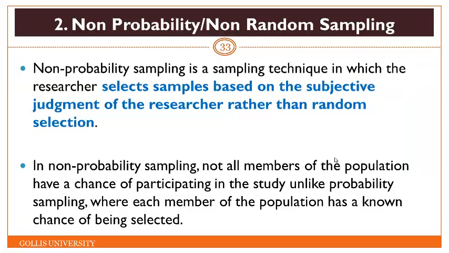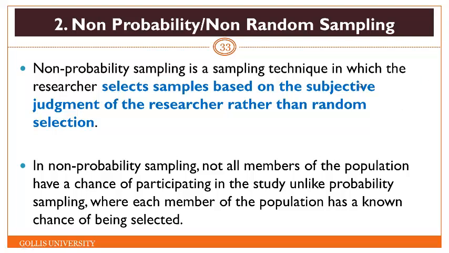So those are the four methods under the probability sampling method. We have simple random sampling, we have stratified sampling, we have cluster sampling, as we have mentioned earlier. Now let us try to talk about the non-probability sampling method.